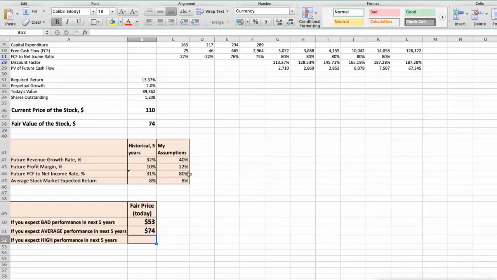The third scenario. AMD will have high performance in next 5 years, and we will use the following parameters in our calculation. Future revenue growth rate would be high, 45%. Future profit margin would be high, 24%. Future free cash flow to net income rate would be high, 90%. In this case, the fair value of the stock today would be $106.